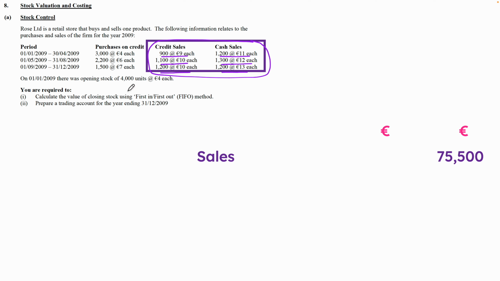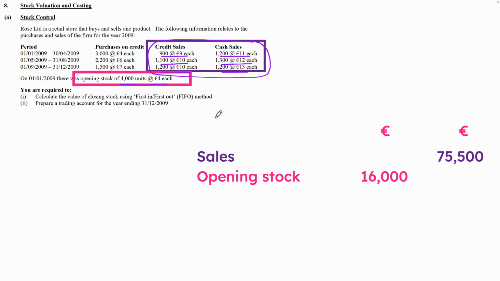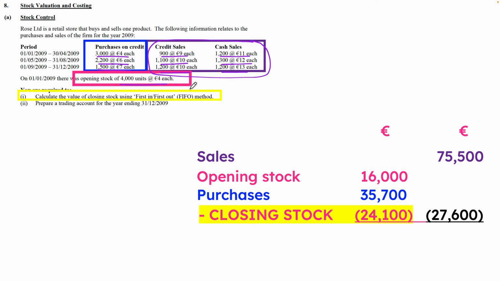So you've got opening stock. There's opening stock there, 4,000 units at €4 each. That's €16,000. Then you're going to add your purchases. So your purchases are up here. You're going to multiply 3,000 by 4, add that to 2,200 by 6, and add that to 1,500 by 7. And you get €35,700 is your purchases. And then you take away the answer that you got in part 1.